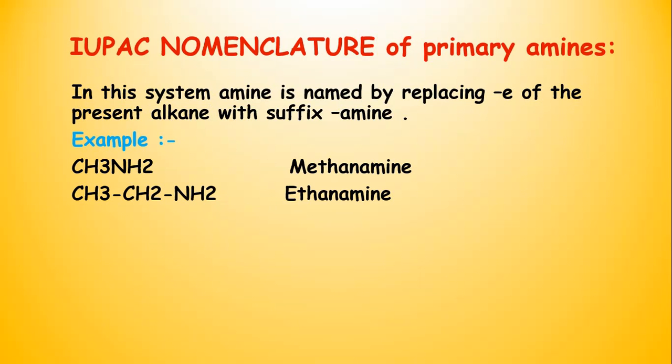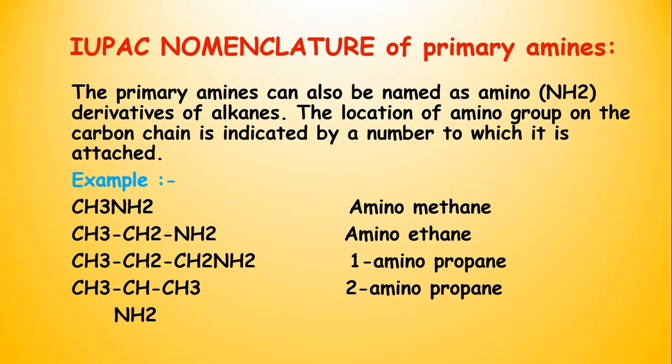Now we are discussing the IUPAC nomenclature of the primary amines. In this system, amine is named by replacing the E of the present alkane, and then we add the suffix amine, like methane amine, but we remove the E from methane and then add amine, then ethane amine.